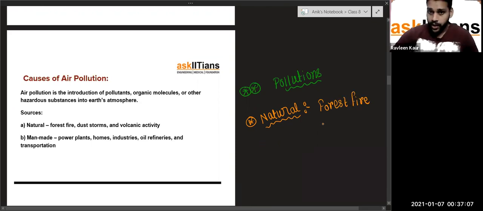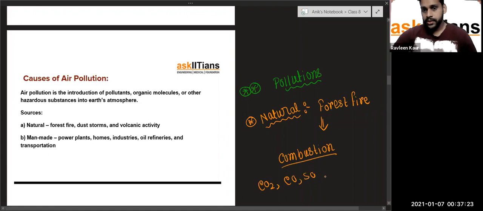So this is nothing but a combustion reaction. And you know what gets out of a combustion reaction? Yes, we have just discussed it: carbon dioxide, carbon monoxide, sulfur dioxide, nitrogen dioxide. So these are the harmful chemicals, harmful gases that come out when a combustion reaction occurs, right?